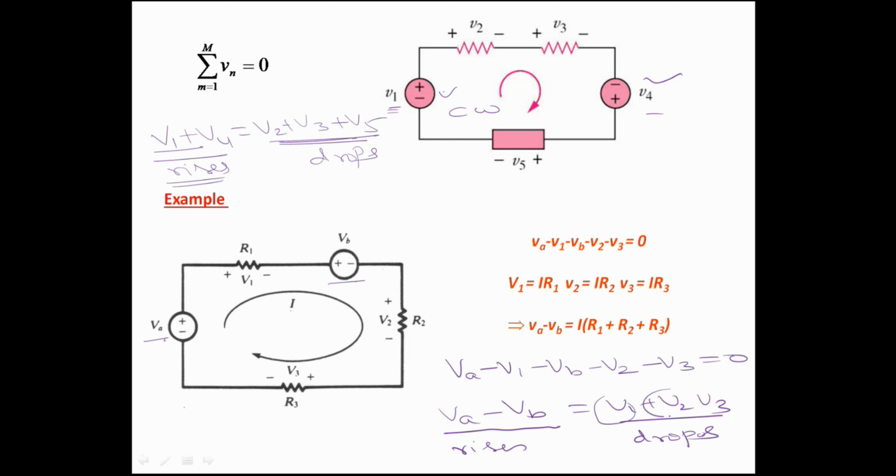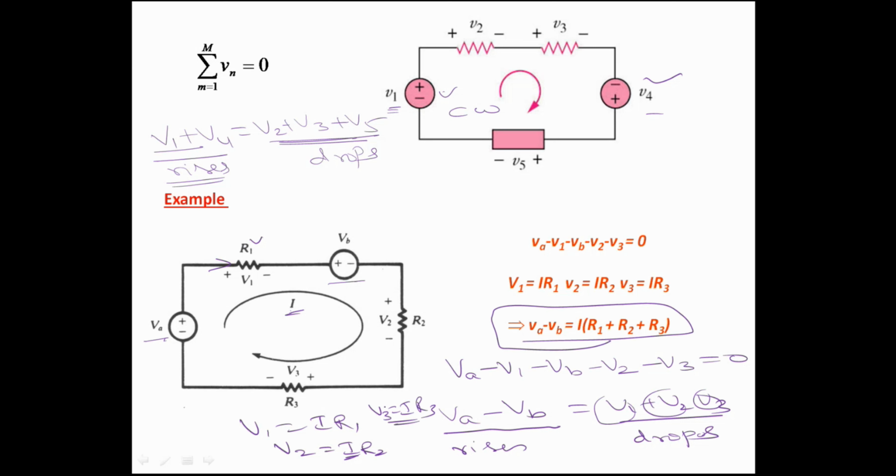Now for these V1, V2 and V3, we apply Ohm's law. What is V1? V1 is nothing but the voltage across R1. If I know the current in R1 as I, then I can write it as I into R1. Similarly, V2 I can write as I into R2, where I is the same, and V3 I can write as I into R3. Then you substitute them here and simplify it, and you will get VA minus VB, the voltage rises, is equal to I into R1 plus R2 plus R3, and from this we can also find the current I. And the current expression is given here.